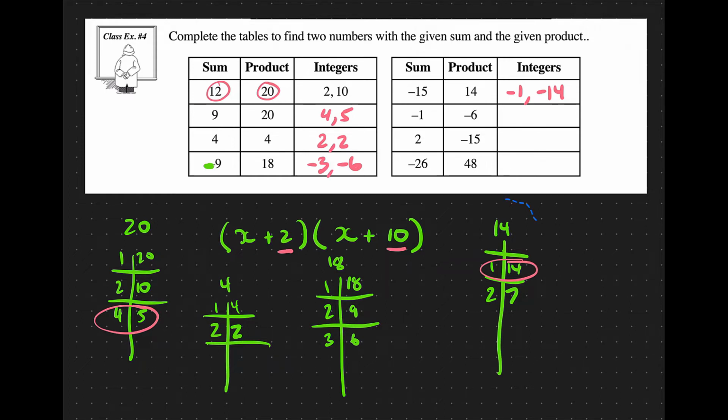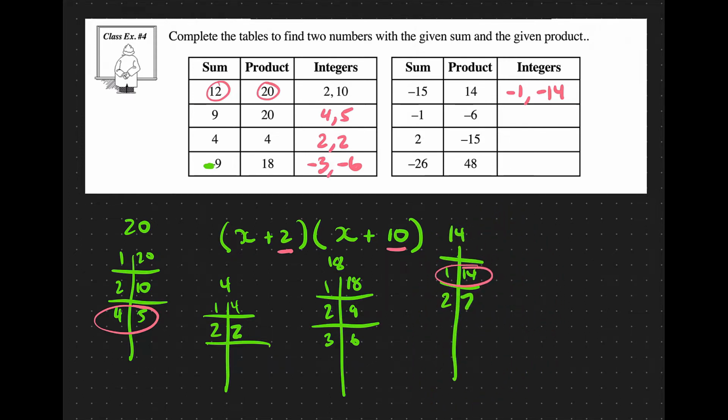Okay, next one. Now we're into some negative products right here. So that means that essentially one of the integers is going to be negative and one of the integers is going to be positive, and we will add those together, and the sign that is with the sum, so this sign right here, will go with the largest number of the two integers. Okay, so in this case the larger number will be negative, and in this case the larger number will be positive. But I still do it the same way.